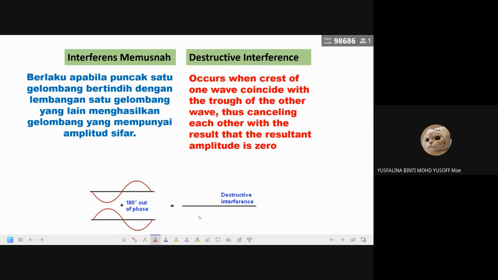So how about the destructive interference? It occurs when the crest of a wave coincides with the trough. Okay, so this is the example. You can see this is the trough and this is the crest, right? So this one I have negative A and this one is a positive A. When I add these two, negative A plus A, then you will get 0. So this is the destructive interference. It occurs when the trough meets the crest, and they will cancel each other. As a result, the amplitude is 0.